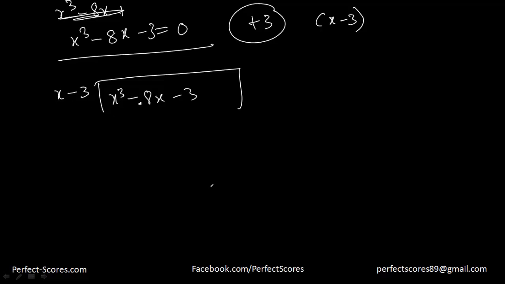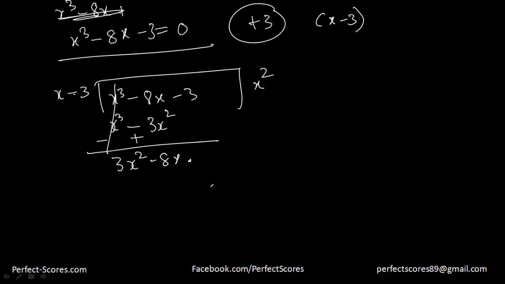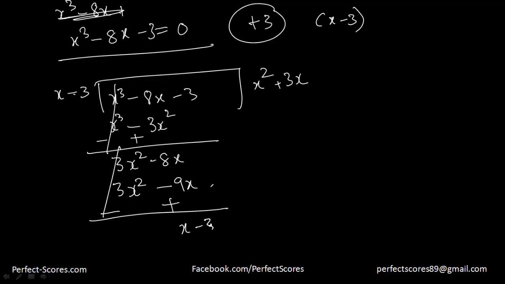So if this is x minus 3, what you're going to do is multiply this by x squared to actually eliminate the first one. So x into x squared is x cubed and minus 3 into x squared is minus 3x squared. So this is gone, this negative, this positive gone. So you have 3x squared minus 8x. Now you have to eliminate 3x squared, so you multiply by 3x. So this is 3x squared minus 9x, so that means minus and plus gone. I have x minus 3, then you just multiply by plus 1, you have x minus 3 gone.